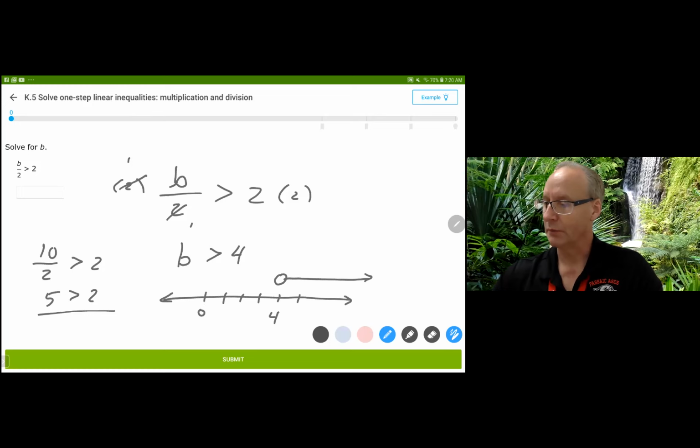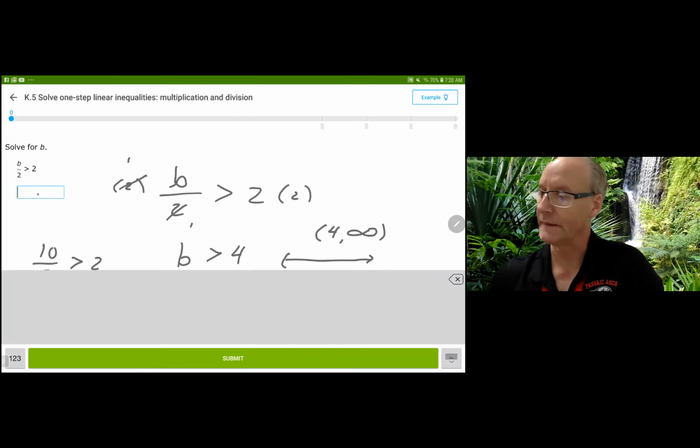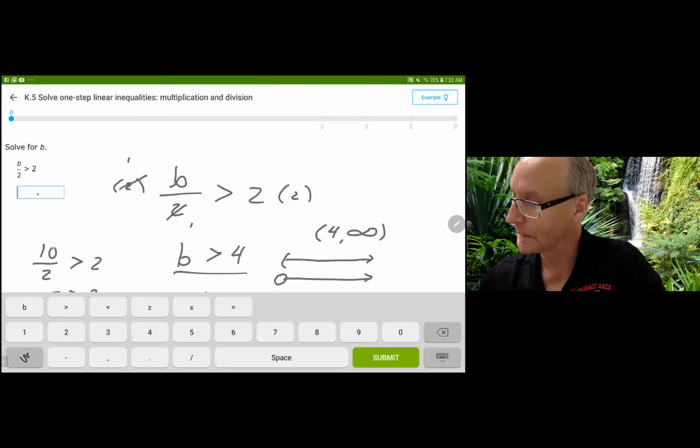We sometimes put a parenthesis. Some books will do it this way. And finally, our interval notation, which would be with a parenthesis. We start at 4 and we go to infinity, or at least get as close as we can. So this would be all the ways of writing the solution to this. They're looking for this one, so we're going to put that one in there probably. b is greater than 4.